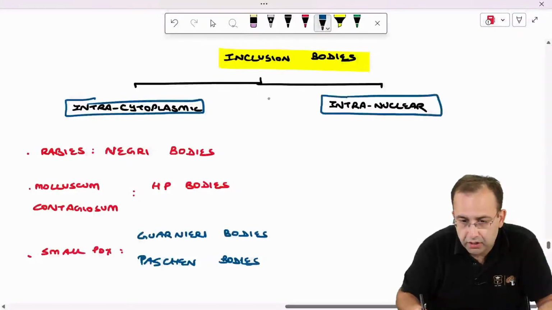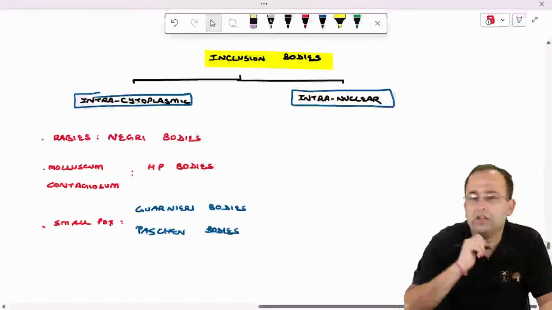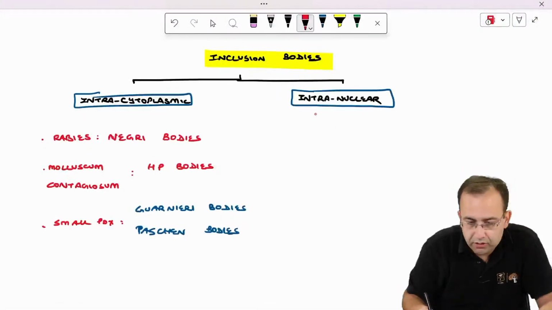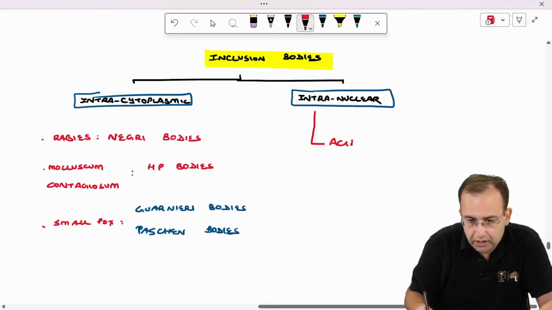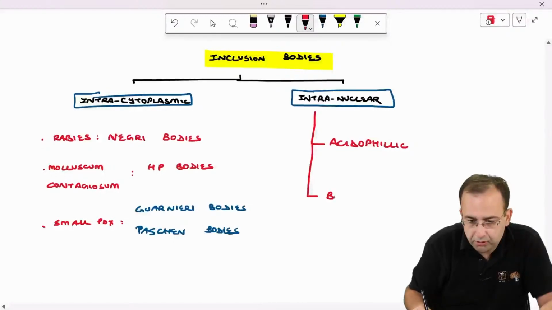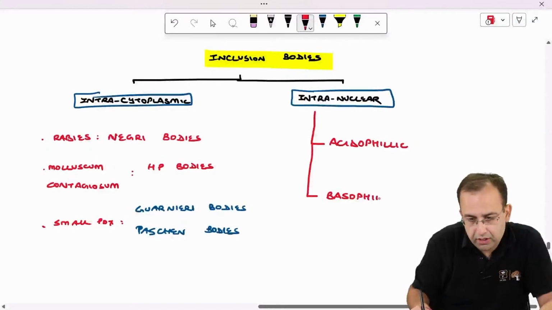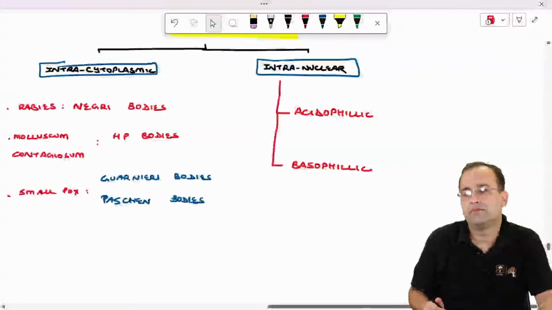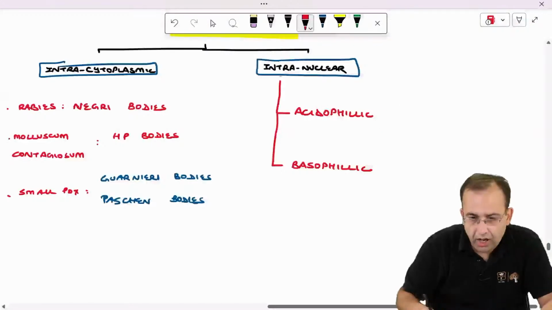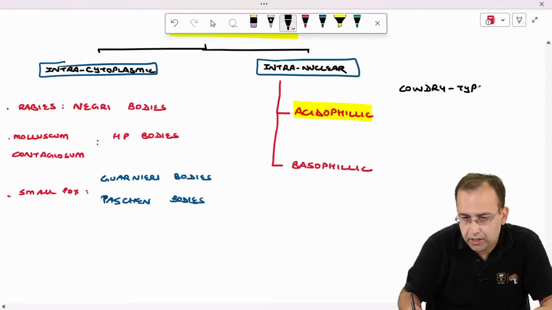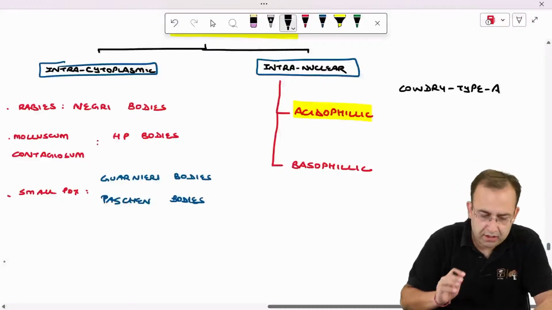These are intracytoplasmic, versus intranuclear, which can further be divided into acidophilic, that is, they are either pink, acidophilic, or they are blue, that is basophilic intranuclear bodies. Acidophilic or basophilic. Acidophilic are the Cowdry type A bodies, they are only acidophilic.